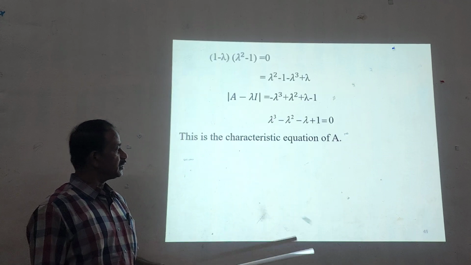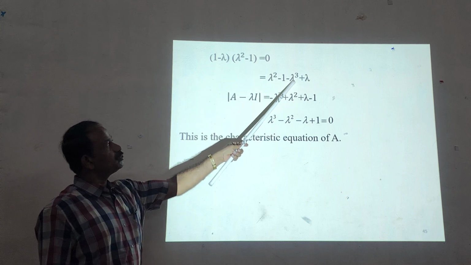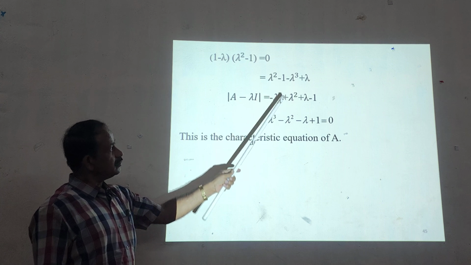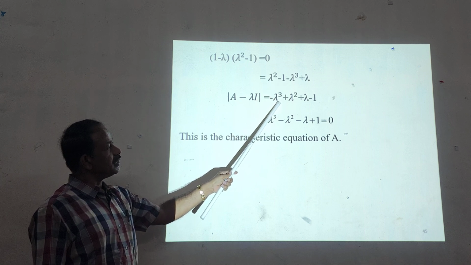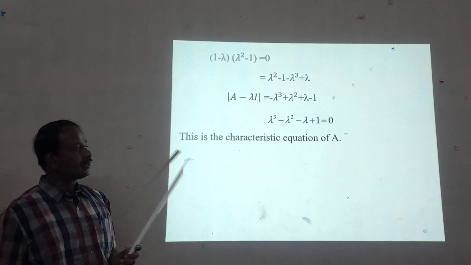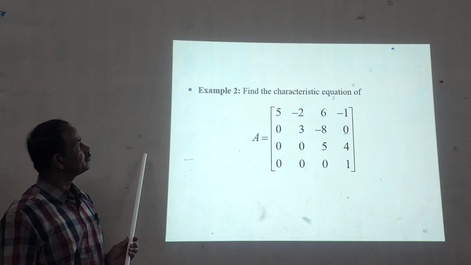So simplifying, that will give you (1 minus lambda)(lambda squared minus 1) equal to 0. So you have lambda squared minus 1 minus lambda cube plus lambda. So modifying, that will give you minus lambda cube plus lambda squared plus lambda minus 1, and this is your characteristic equation of the 3 by 3 matrix.